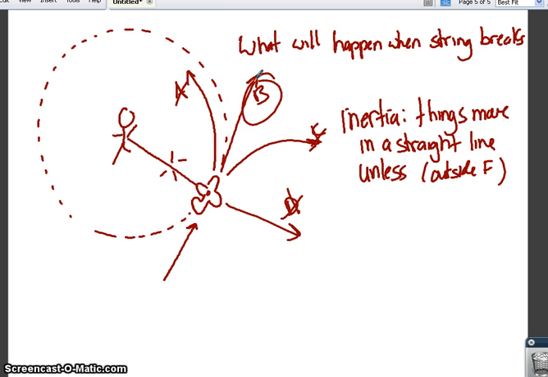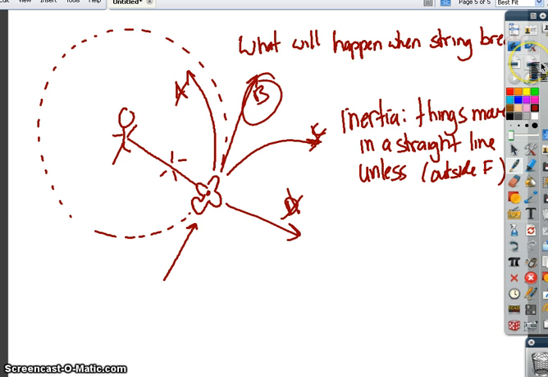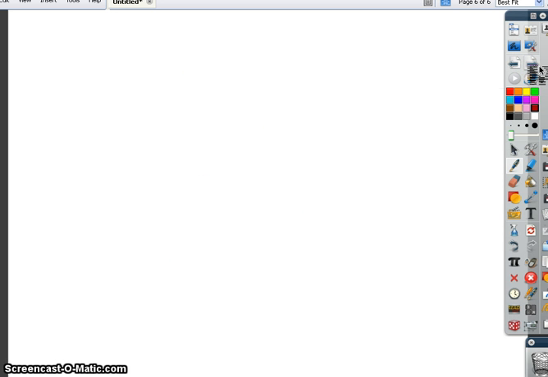Because there is no more outside force, once it breaks right there, it's going to continue going straight. If you don't believe me, swing something around over your head in a horizontal circle and let it go. It's not going to curve around. It's going to go straight. So things are always going to move straight off the circle, because that's where inertia is going to take it. It's going to keep going in a straight line unless acted on by an outside force.